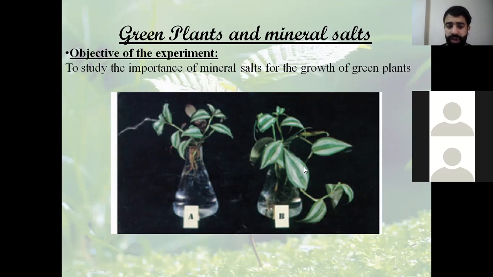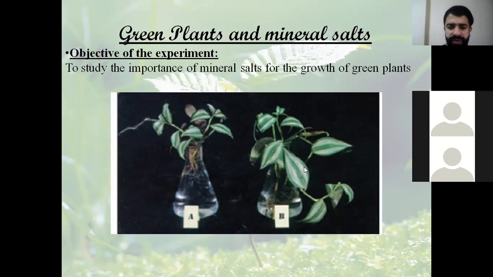So here we have two plants, A and B. Plant A was placed in distilled water. Distilled water contains no minerals, so there is no mineral. And we have plant B in normal water. So this water contains mineral salts, and we observe the results after this.